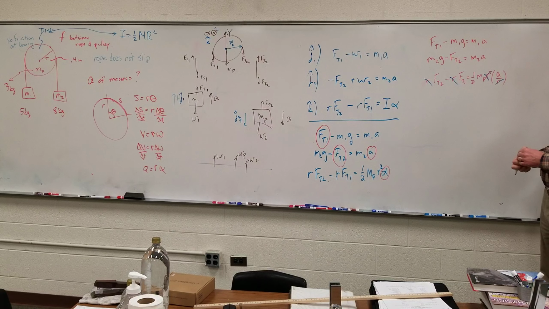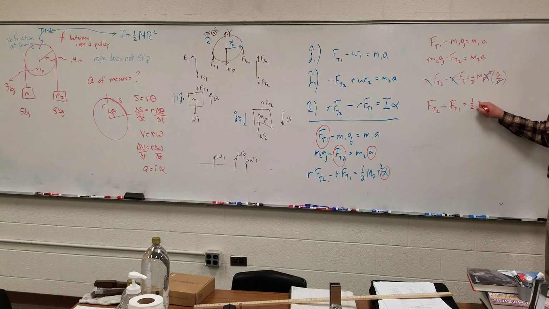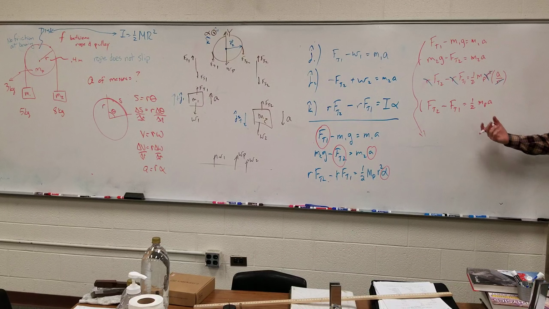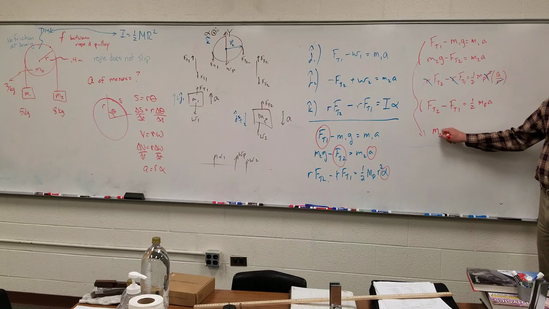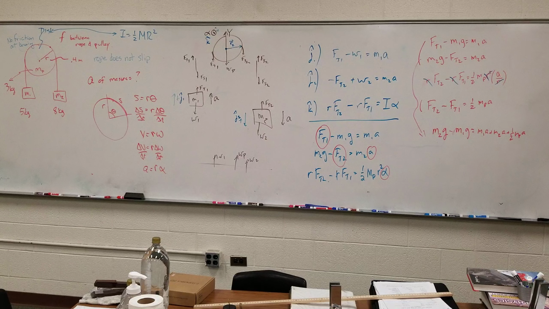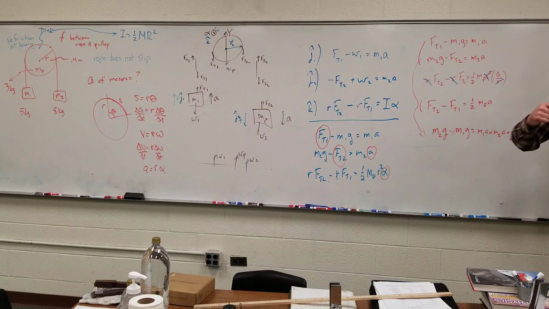The radius drops away. And so my third equation has been reduced to tension 2 minus tension 1 is equal to 1/2 MPA. And now I can add them. I can add that and this together. Tension 1 and tension 2 cancel out. That's convenient. And I'm left with M2G minus M1G equals M1A plus M2A plus 1/2 MPA. This is the driving force. This is trying to slow it down. Not only do I have to get both masses moving, I have to get the pulley moving also. And so that affects the acceleration.